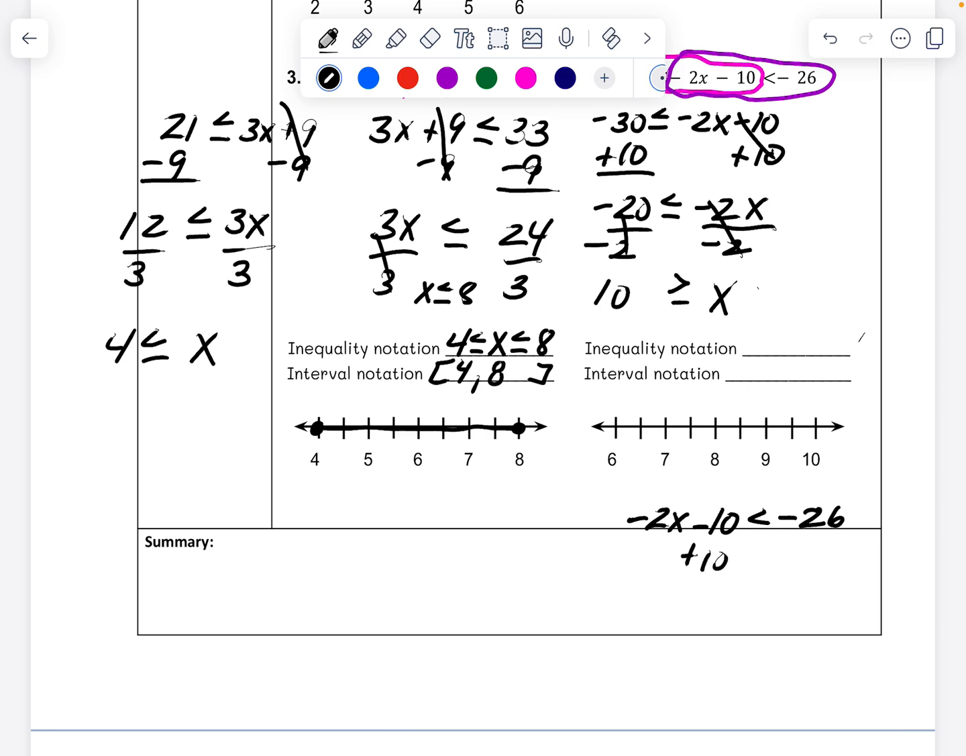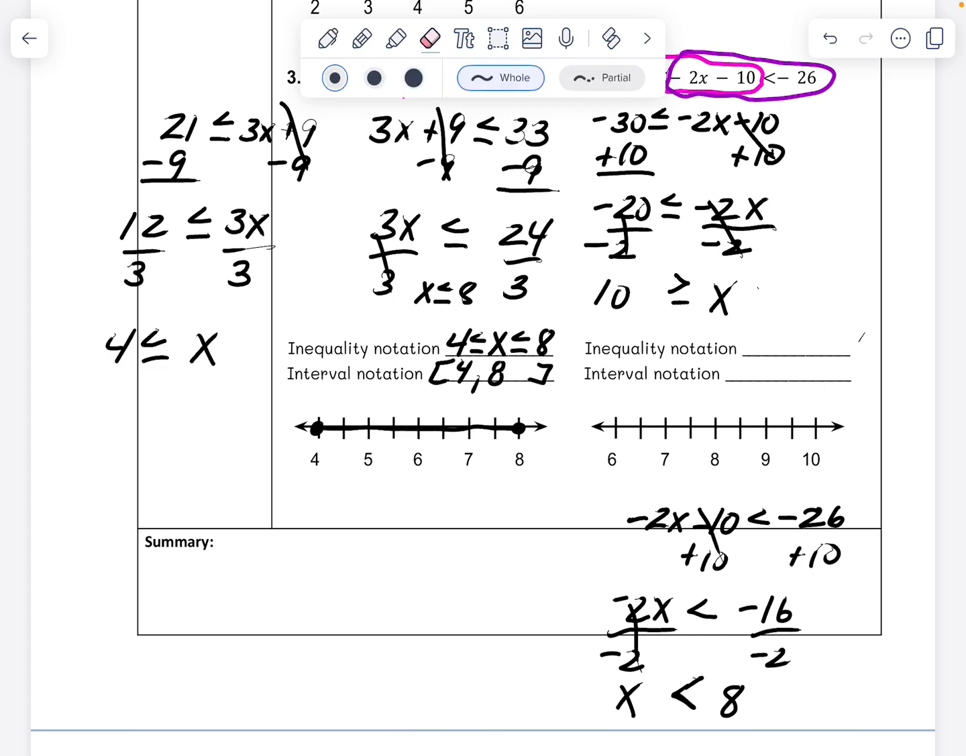Again, we're going to add 10 to both sides. Negative 2x is less than 16. We're going to divide by negative 2. We're going to remember we've got to flip our inequality symbol, x, and we get 8. So we get x is less than or equal to 10. Oops, got to flip it. x is greater than 8.